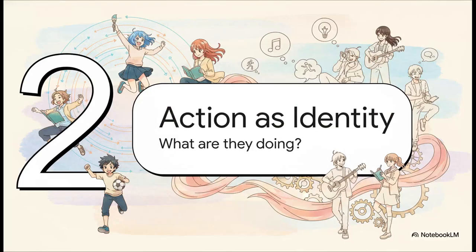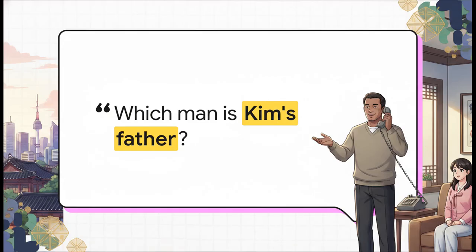Moving right along to Section 2, Action as Identity. The source text sets this next level up perfectly with a really rhythmic scenario. It reads, Kim's father was born in Seoul. They speak Korean at home. Which man is Kim's father? Think about the storytelling at play here for a second. We have the background information, where he was born, what language he speaks, but to actually identify him right now, right in this crowded room, we need an immediate action. So the answer? He's the man who's waiting for the phone.